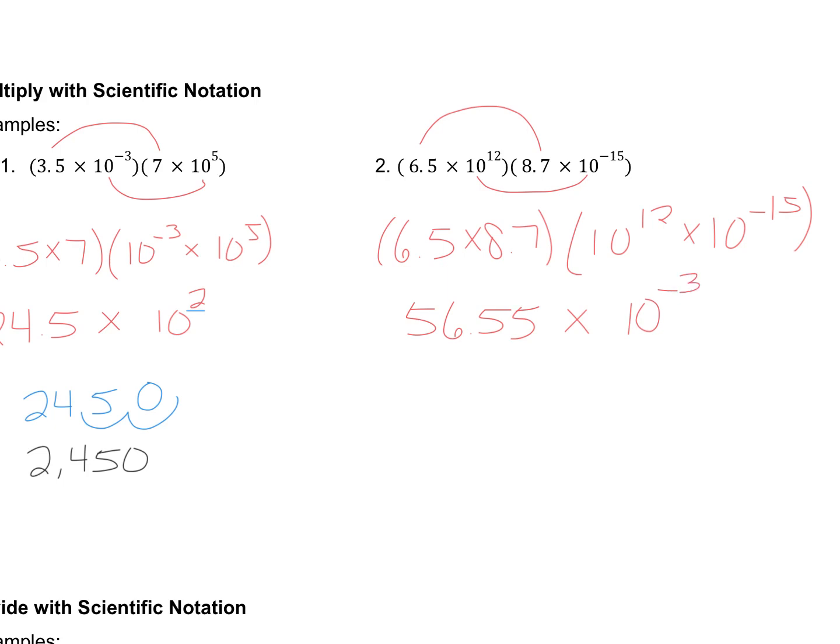Okay, is it okay to have negative exponents with scientific notation? Yes, that's the only time it's okay. So, to write in standard form, what do I need to do? Move which way? Left 3. 1, 2, 3. Fill in with zeros. So we get 0.0565.